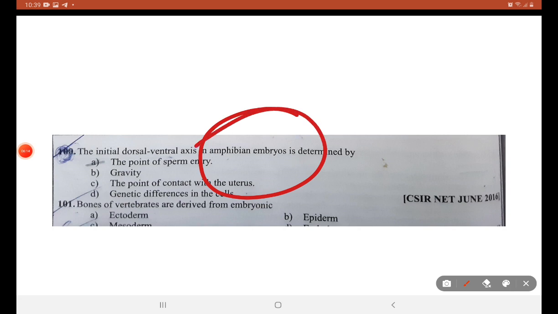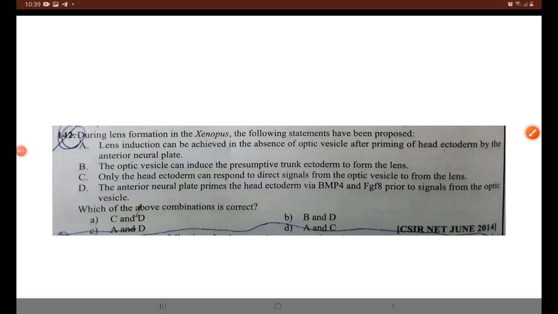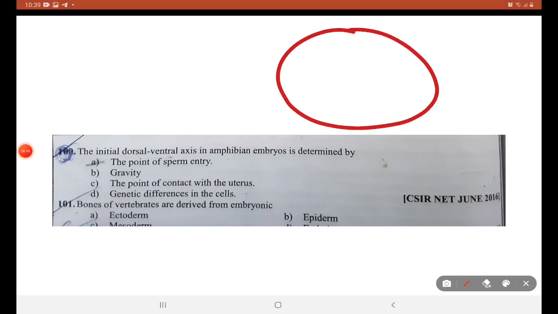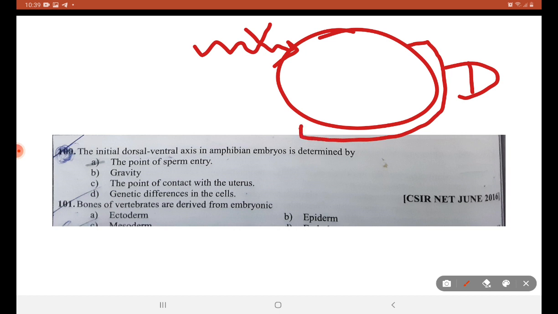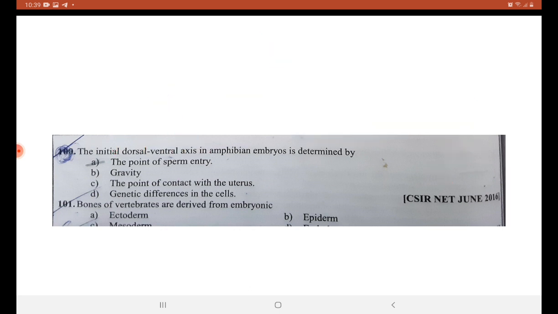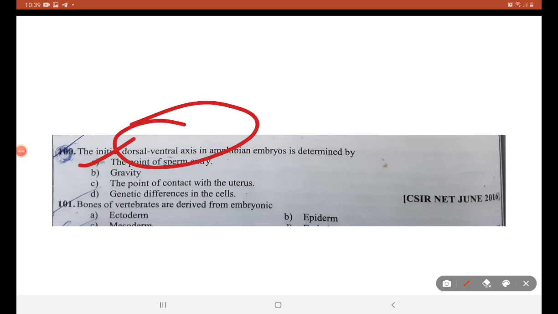So, amphibian dorsal ventral axis formation. Now if you see the concept of dorsal ventral axis formation in frog: if the sperm enters into the egg on this side, it becomes ventral and the opposite side will become dorsal. There is a cortical rotation that will occur at 30 degrees that forms the grey crescent. So dorsal ventral axis is formed by the point of sperm entry.